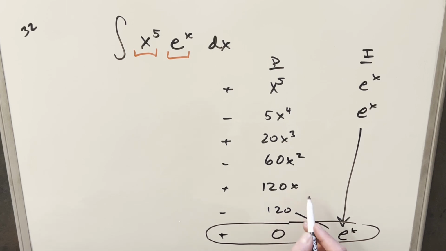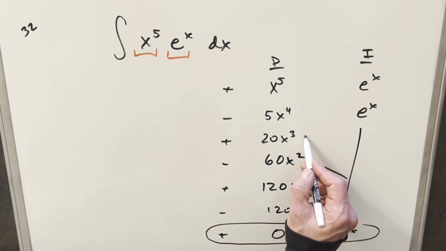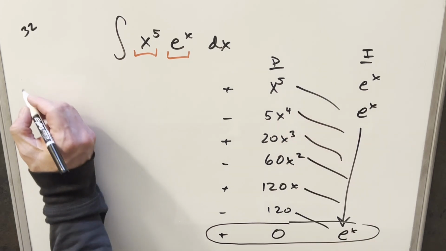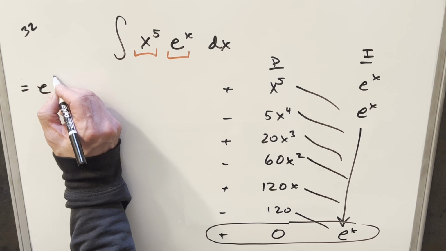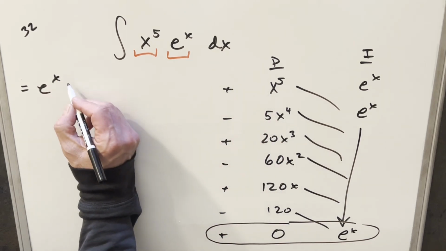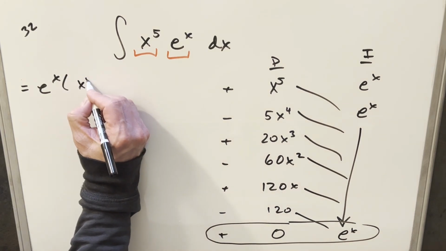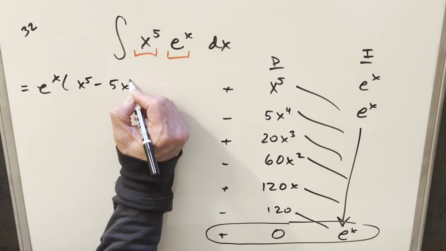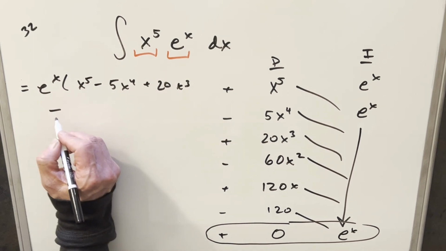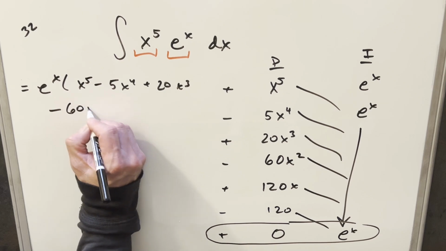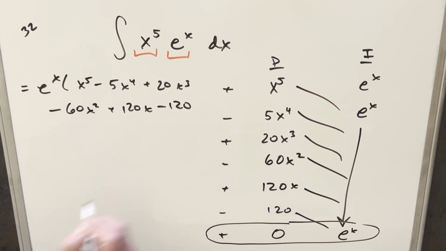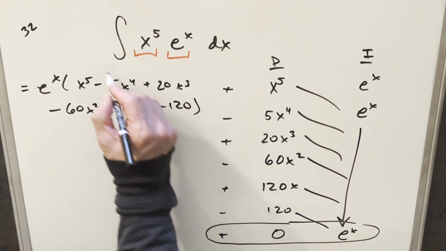So then we just need the diagonals and we'll copy down all this stuff because this is going to be our solution. And of course, we've got an e to the x and everything, so I'll factor e to the x out front. And then I can basically just copy down everything here in the left columns. So this is going to give me x to the fifth minus 5x to the fourth plus 20x cubed minus 60x squared plus 120x minus 120. Add a plus C on the end, and that's it.